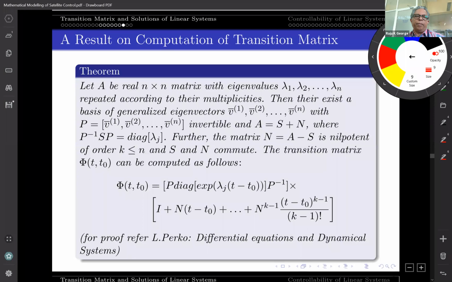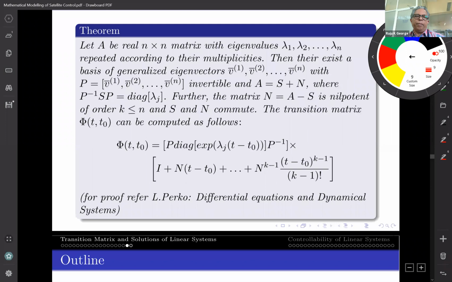Then A is S plus N, where P inverse S P is the diagonal matrix of these eigenvalues. Then the matrix N, defined as A minus S, is a nilpotent matrix of order k, which is of course less than or equal to n. And S and N commute. Then phi of T0 can be written in this form.